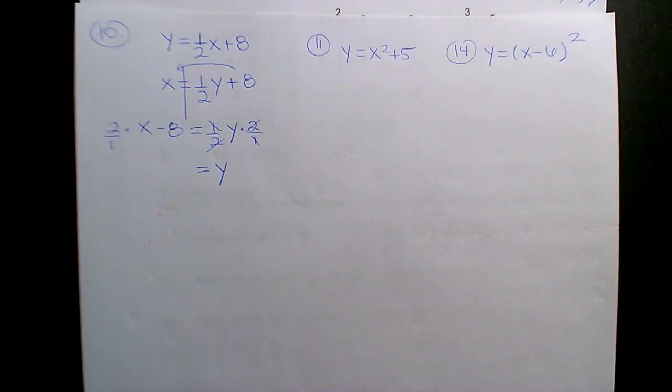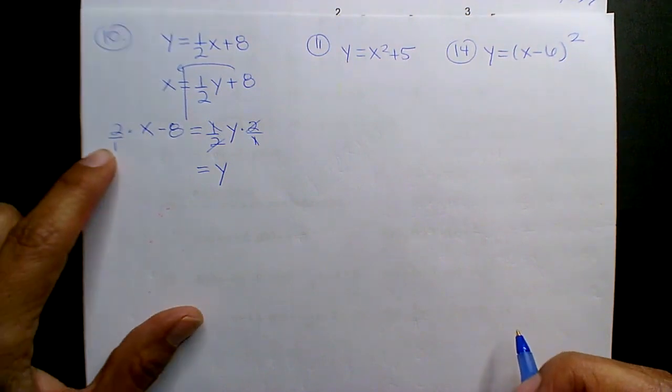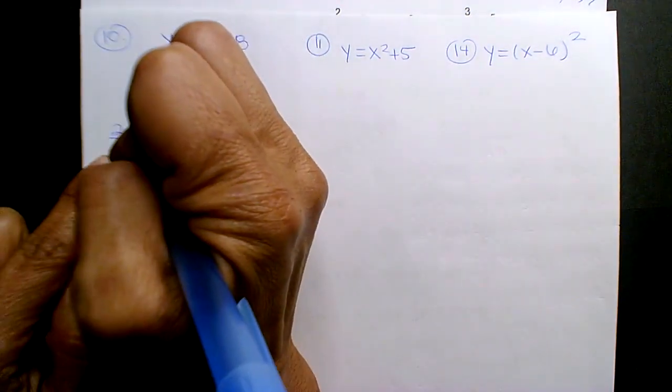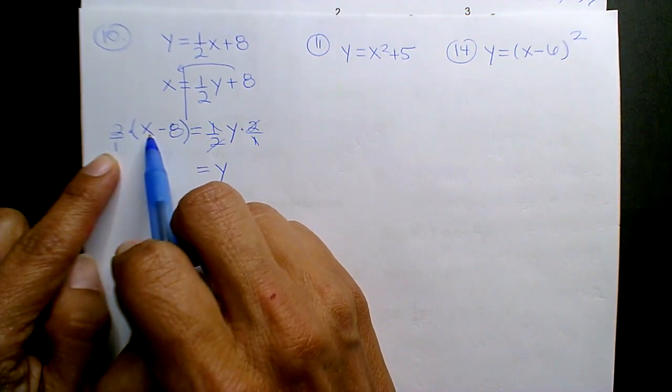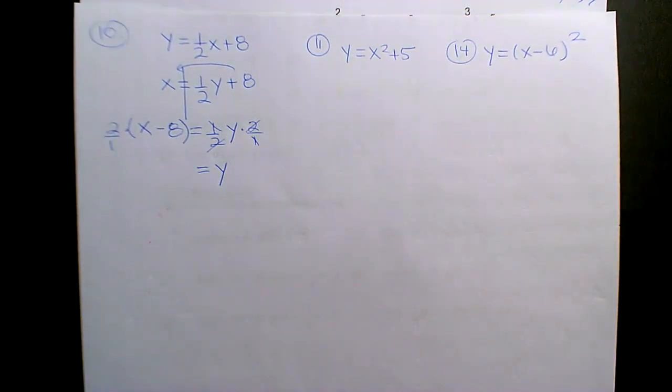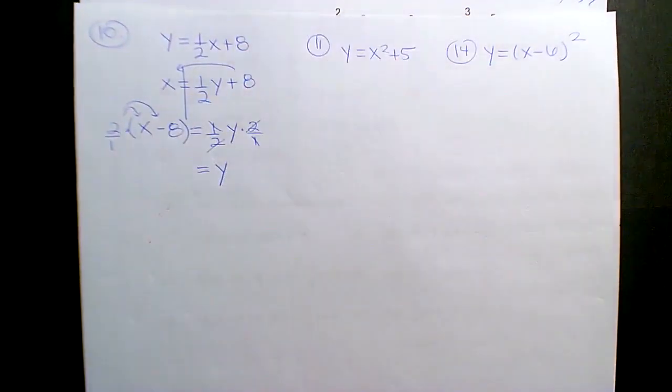Okay, so the only deal with this is that when you get the 2 over 1, you just have to make sure that this 2 times 1 is getting multiplied into the x and into the negative 8 constant term. It's distributing. It's a multiplication through and through.